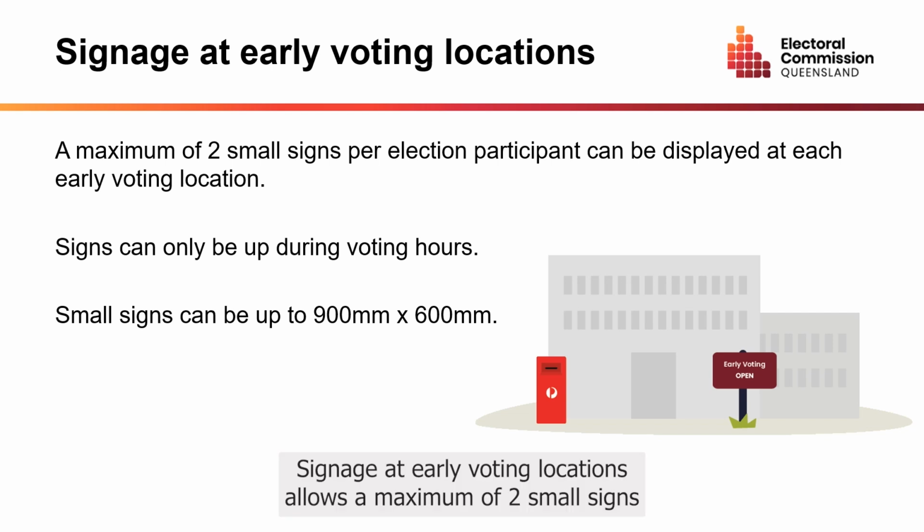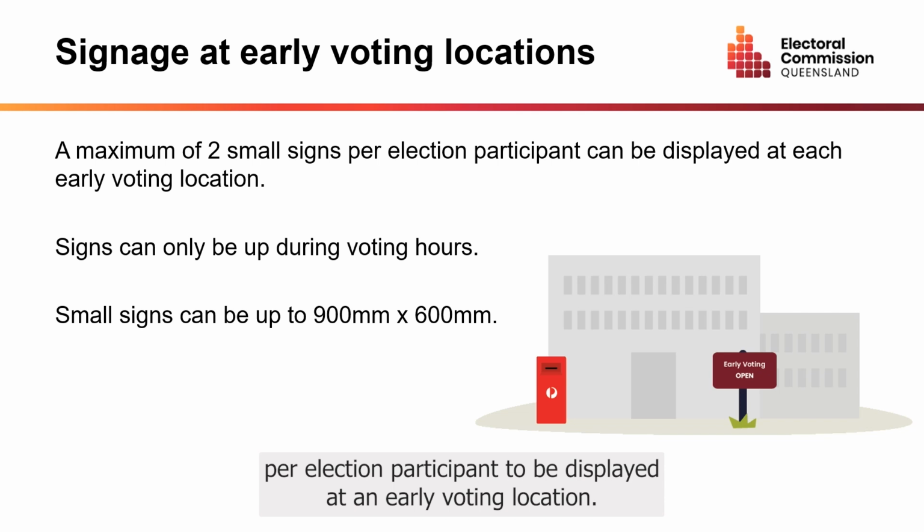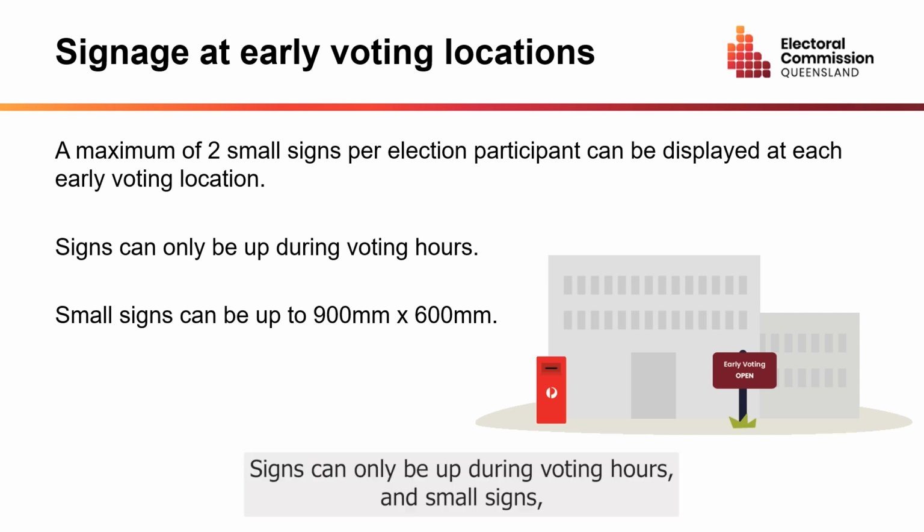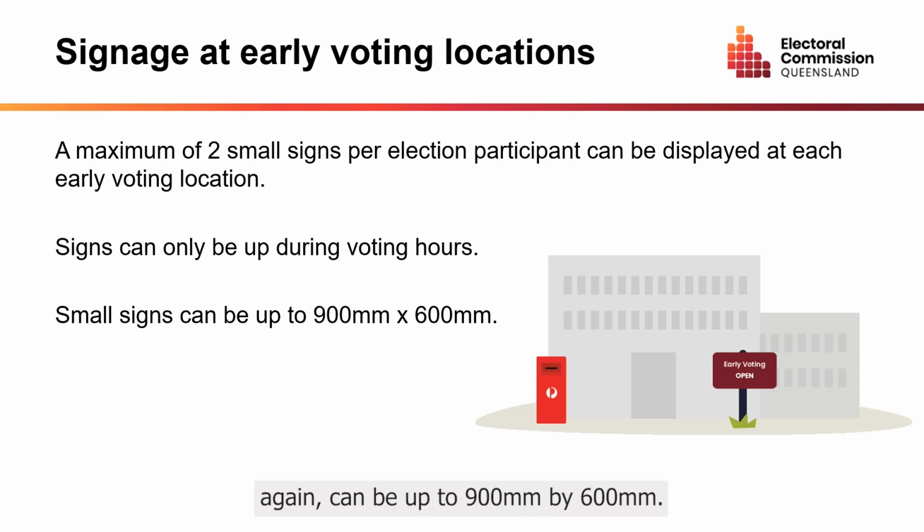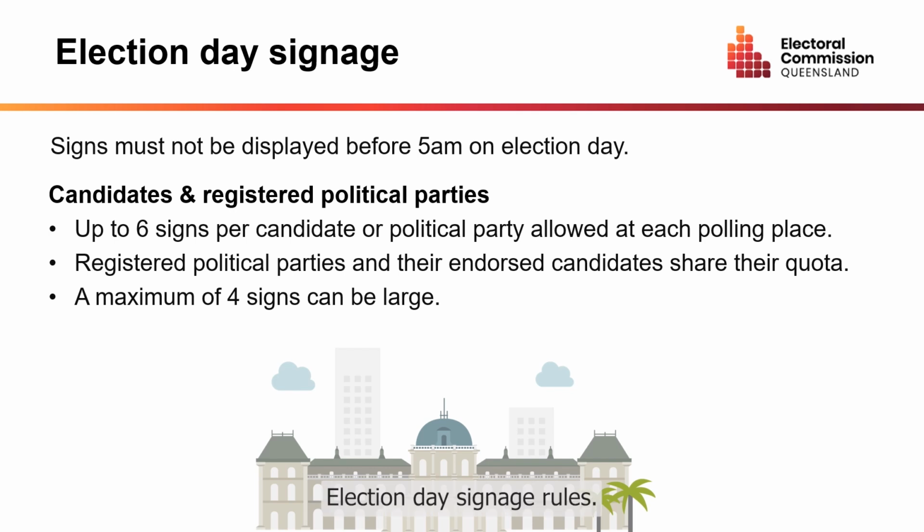Signage at early voting locations allows a maximum of 2 small signs per election participant to be displayed at an early voting location. Signs can only be up during voting hours, and small signs again can be up to 900 millimetres by 600 millimetres.